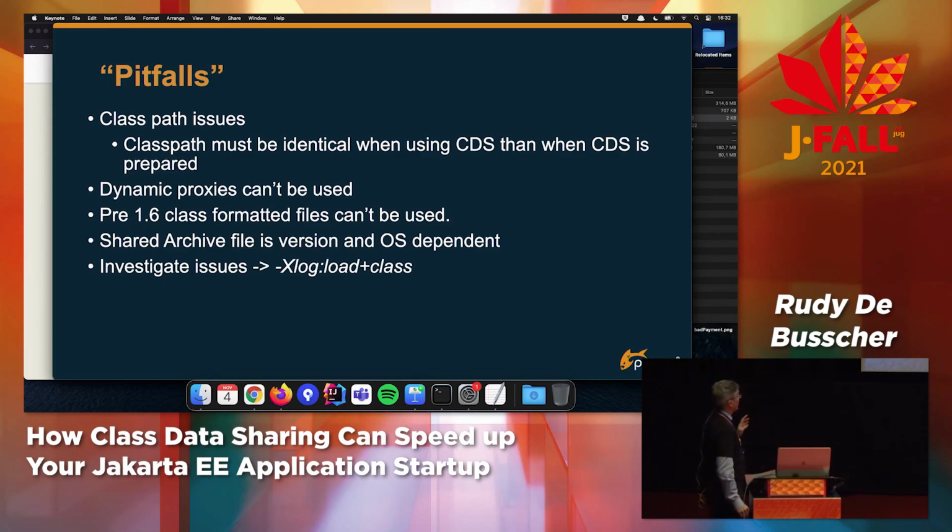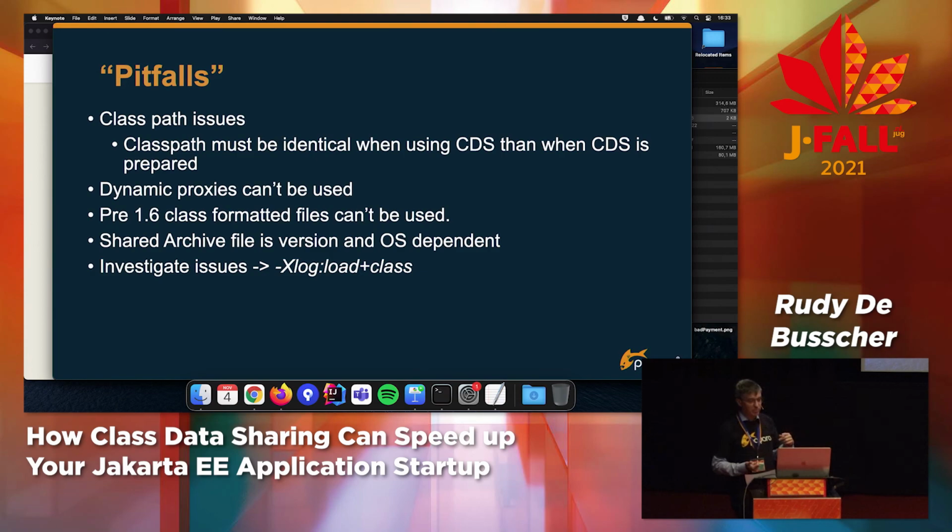A few pitfalls, mentioned already. The class path must be identical. So even if I create two output launchers for Payara Micro, the archive file created with one launcher is not usable with the other one. So it keeps a lot of information about what the class path is, where my application was located. So that class path is very important.